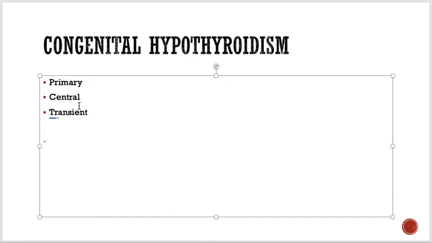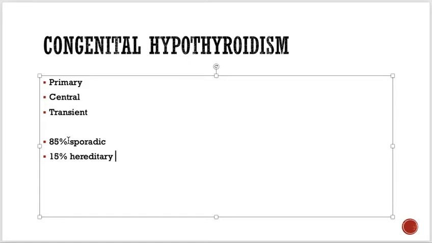There are many reasons behind that. For example, most of the cases are sporadic, which are due to thyroid agenesis or dysgenesis, and 15% of the time it is hereditary. So you can say 85% sporadic cases, which are due to thyroid dysgenesis, and 15% of the time it is hereditary. Hereditary is simply when there is some inborn error of thyroid synthesis.